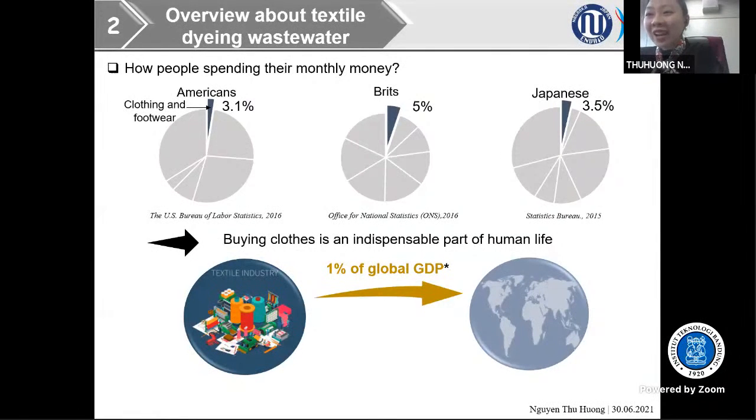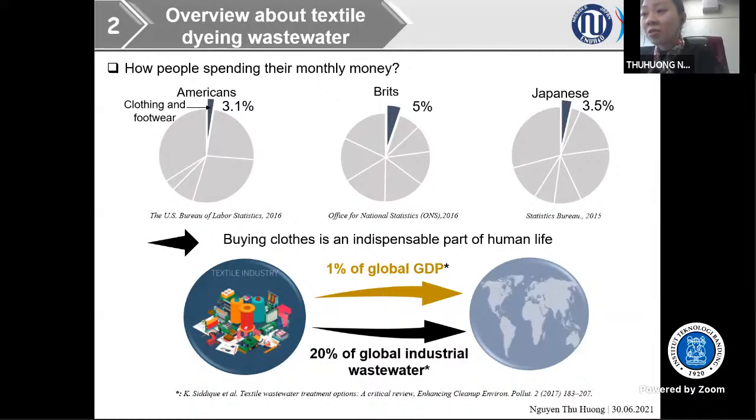Asian countries are the place where this industry is very developed. In India, this industry contributes 2% of the national GDP and 12% of export earnings. Meanwhile, that figure for Sri Lanka is 6% of the national GDP and 40% of total export in 2020. However, in reality, it is one of the largest water-consuming industries in the world. And according to the World Bank, this industry contributes up to 20% of the total global industrial wastewater. Now, let's move on to the next slide to find out why.